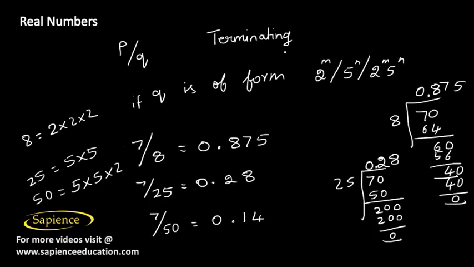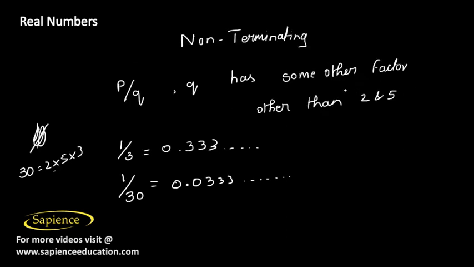Now the conditions for a fraction to be terminating. A fraction is represented as p divided by q, and if q has prime factors only 2 or only 5 or both 2 and 5, then the fraction is terminating. The factors of q should only be 2, 5. If there is any other factor present like 3 or 7, then the fraction will become non-terminating, but it will be recurring.